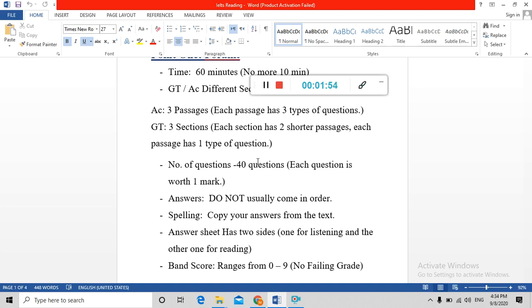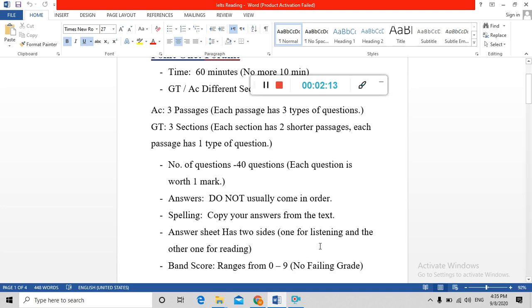The answer sheet has 2 sides. As we mentioned before, one side for reading and one side for listening. I'm talking about in case you take a paper-based test.